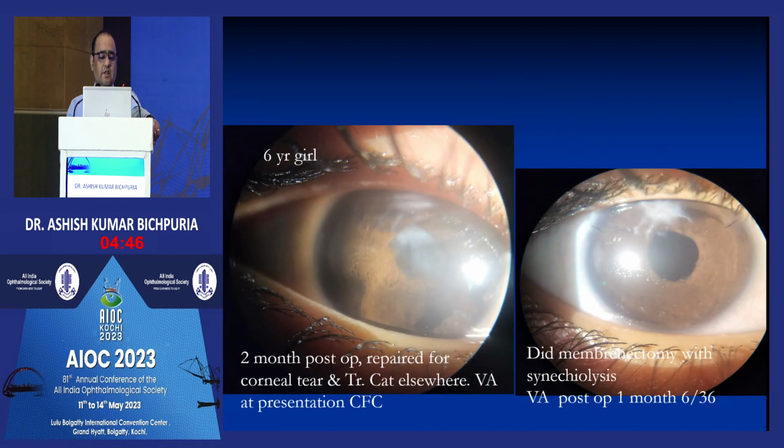So this is another girl, 6-year-old. She had got a trauma. She came to me after 2 months of first repair of corneal tear and traumatic cataract. She was referred from somewhere. Visual acuity at presentation was CFC. So I did membranectomy with synechiolysis. Visual acuity post-op was 6/36.